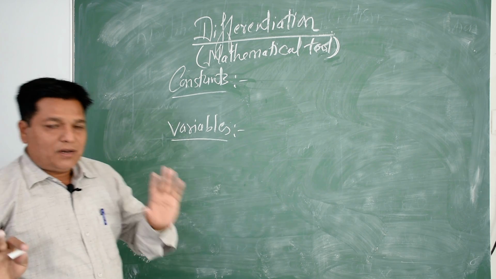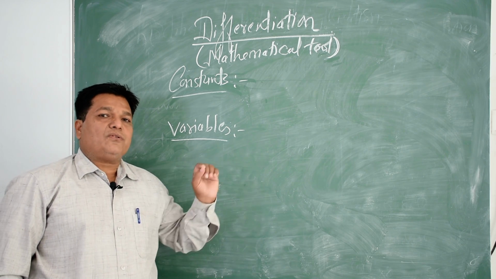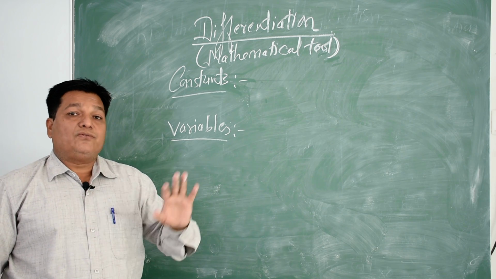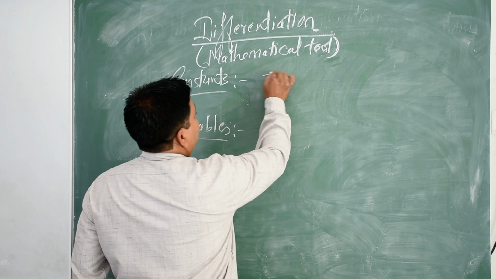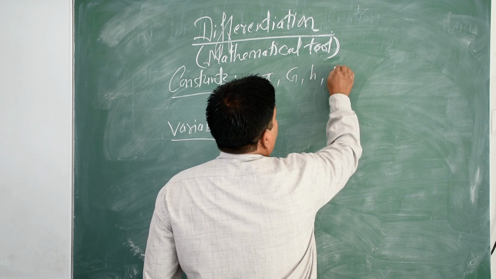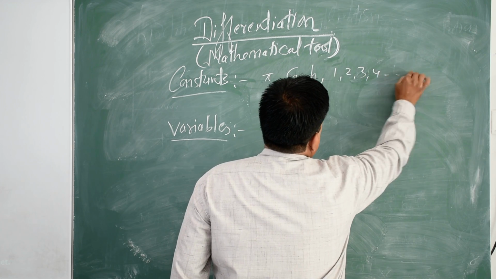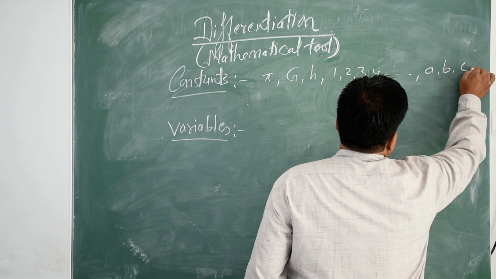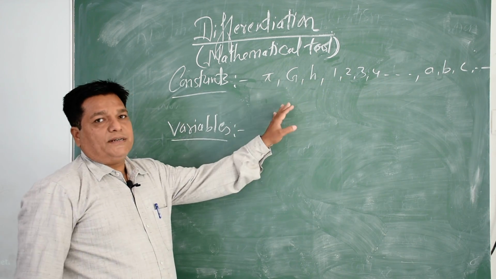I think you are all familiar with constants. Constant means the quantities whose values do not change. These are said to be constants. For example, pi, capital G, h, and numbers like 1, 2, 3, 4 are also constants, and we also consider letters of the alphabet A, B, C as constant terms.